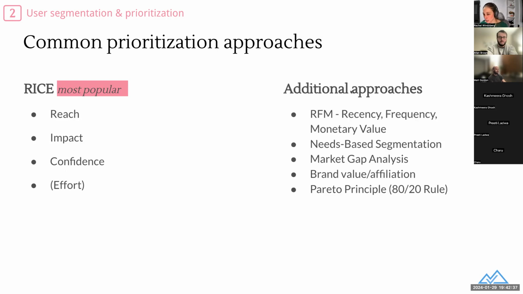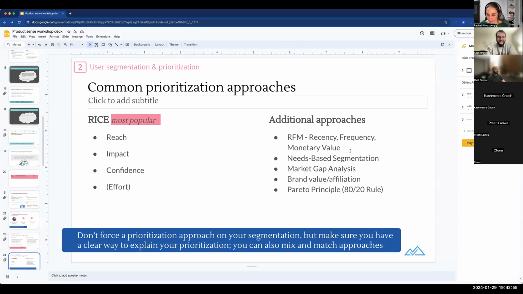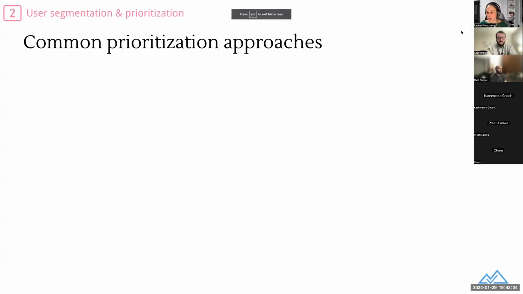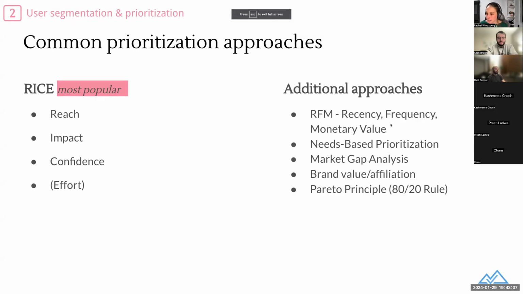And then additional approaches you can think about, RFM, like recency, frequency, monetary value, needs-based segmentation, meaning you want to, I wanted to call this prioritization, not segmentation. But I'm just going to correct this here. Because sometimes you identify an unserved market that would need it more. Maybe there's a market gap analysis that's similar. Maybe there's a brand value affiliation. And then there's also the Pareto principle, the 80-20 rule. I'll give you an example for this, actually.